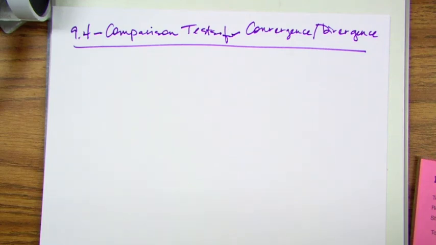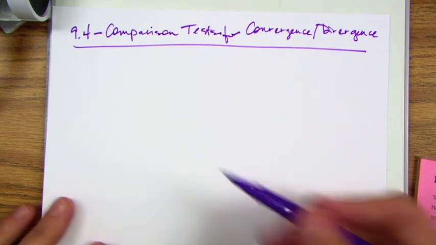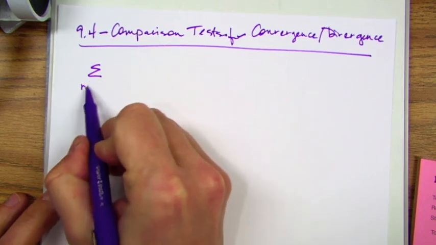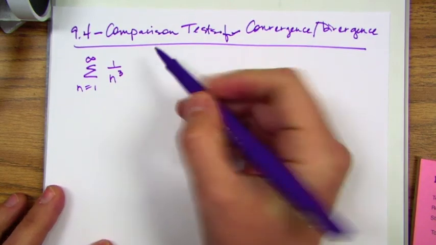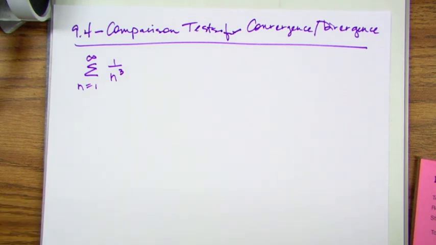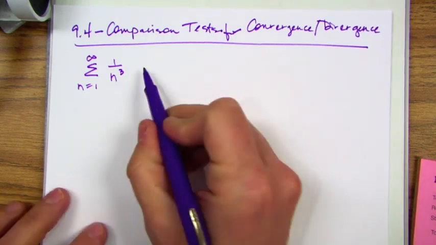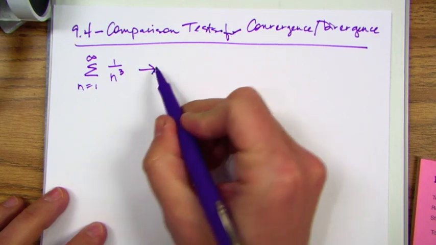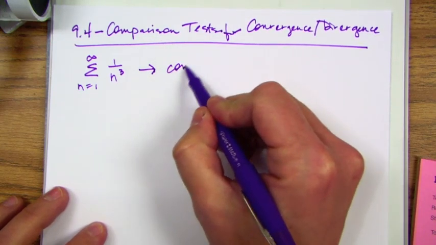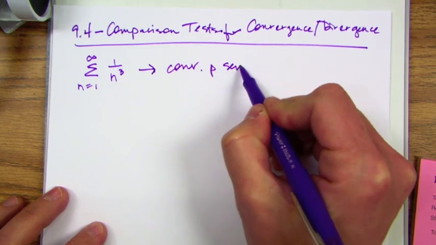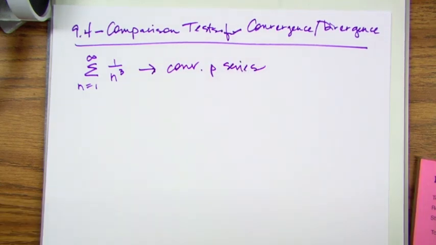So you don't have to write this first part down. Just watch for a minute. What do you know about that series? Converges because p is greater than 1, right? So this is a convergent p series, right? It's a convergent p series.